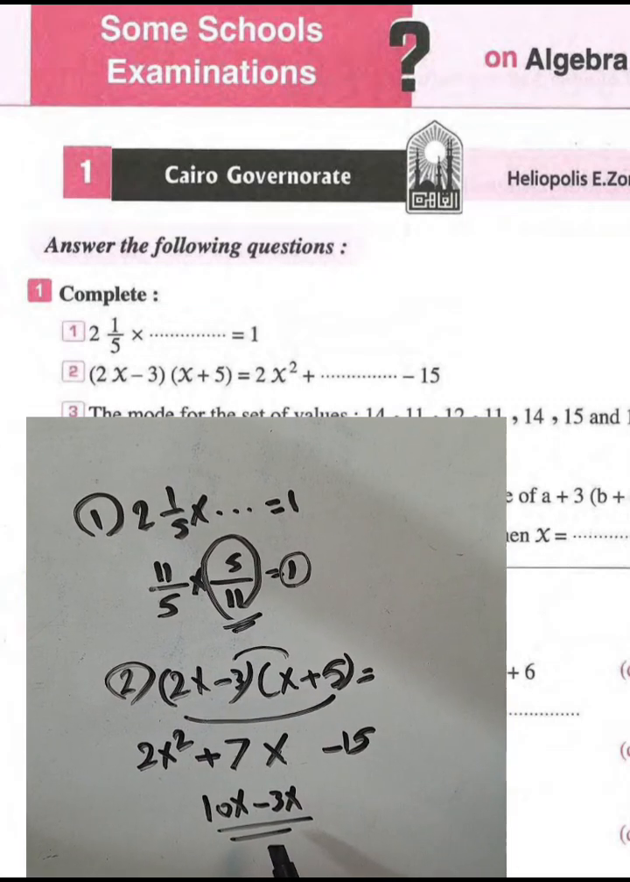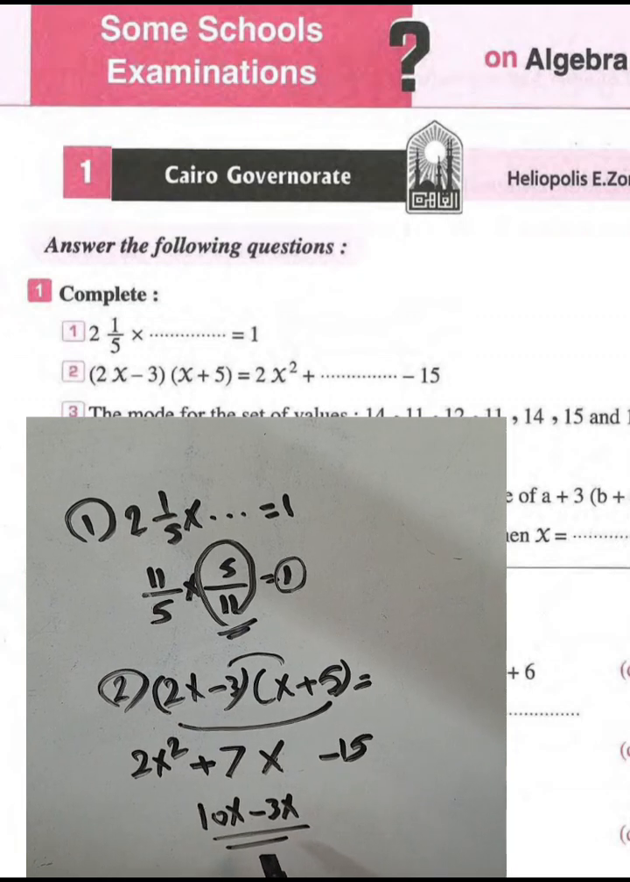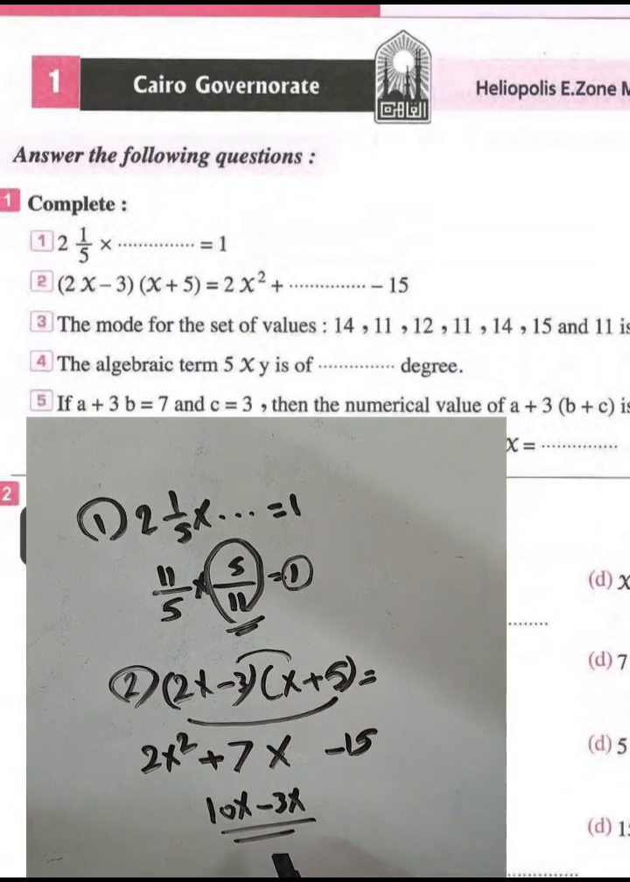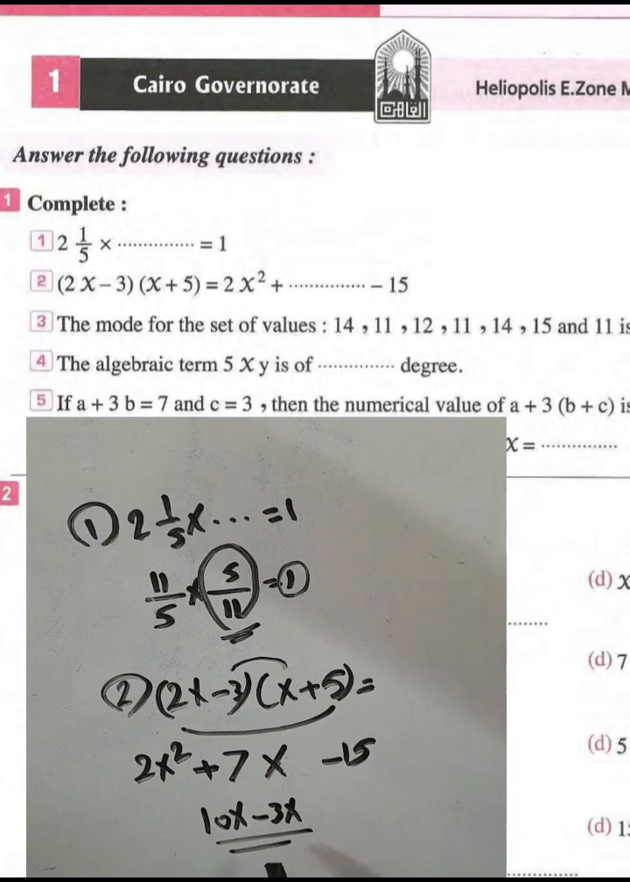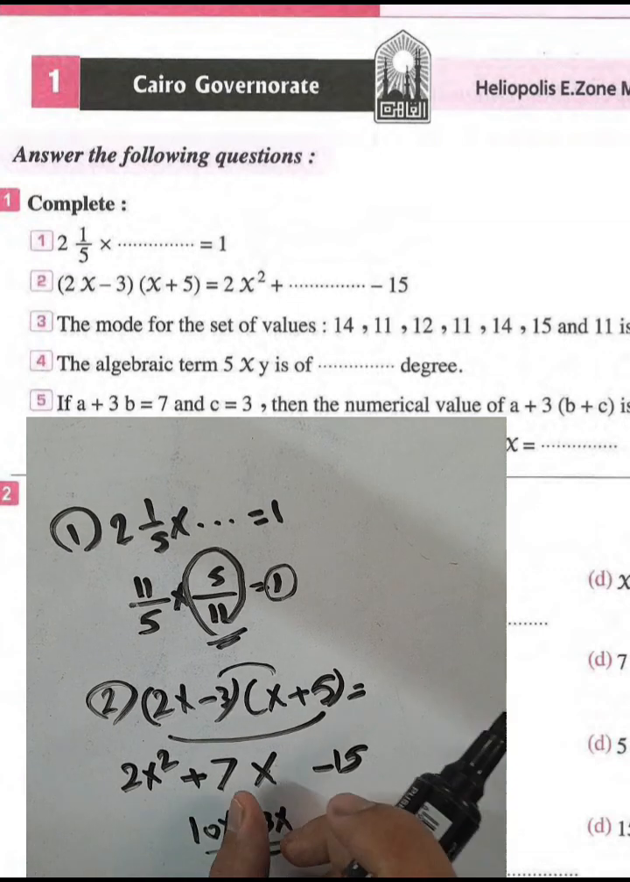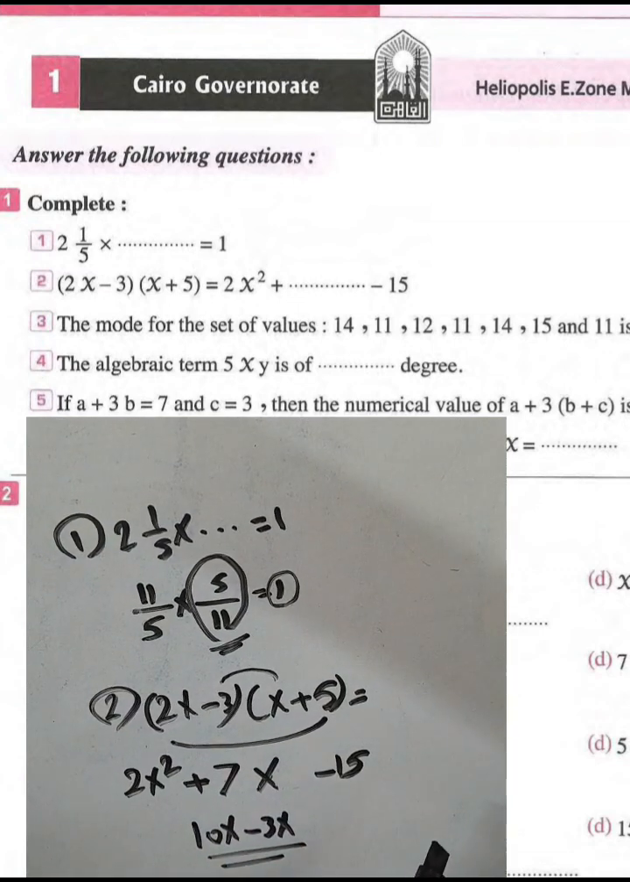Next question. Number 2. Okay, understood. The result will be 7x.